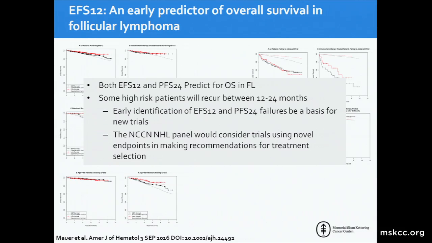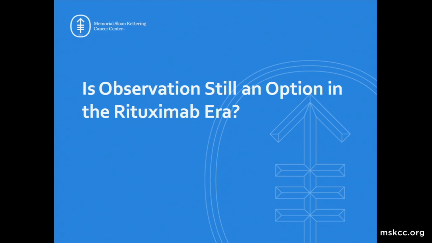So whether you use EFS 12 or PFS 24, it doesn't matter. They both predict overall survival in follicular lymphoma. There are high-risk patients who are going to recur between 12 and 24 months. And obviously, early identification of the EFS 12 or PFS 24 patients is a basis for new trials. But ideally, we like to identify them not at time of first failure, but before they ever get treated. This is incorporated into the NCCN panel's thinking, and we want to use new endpoints so that we can update the guidelines more quickly.